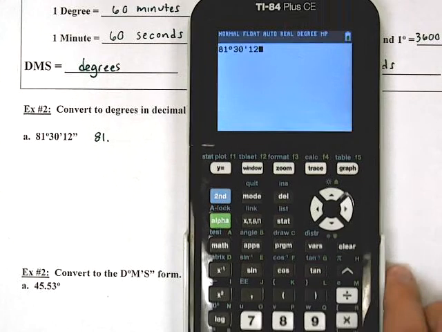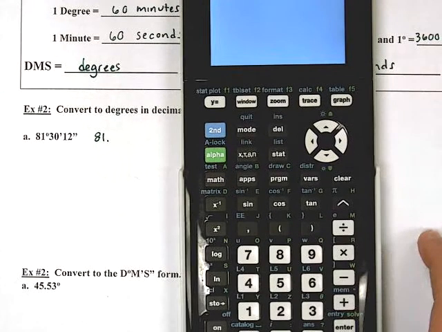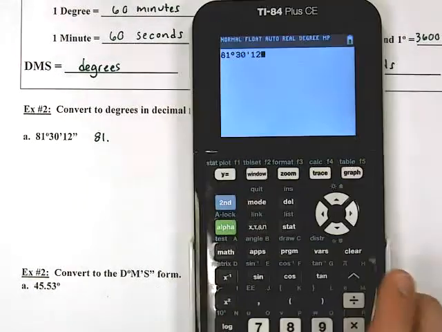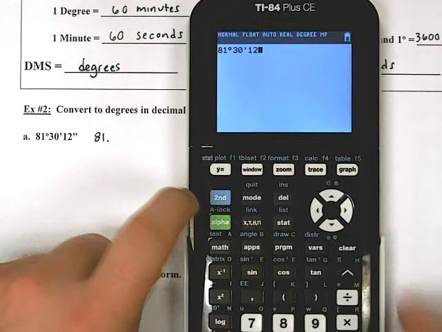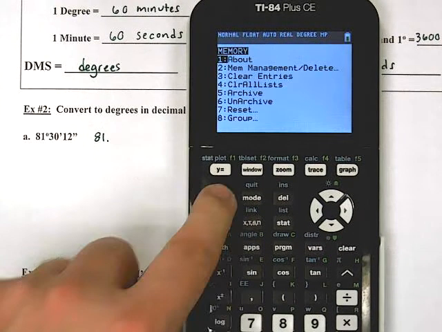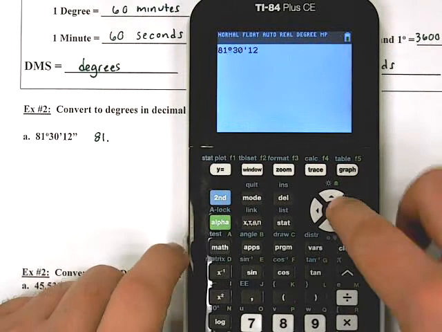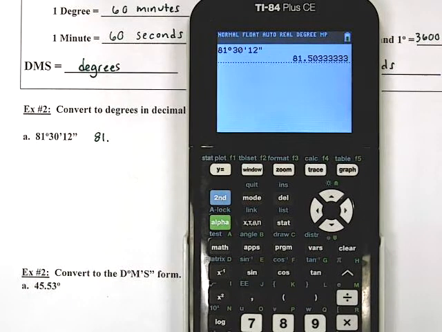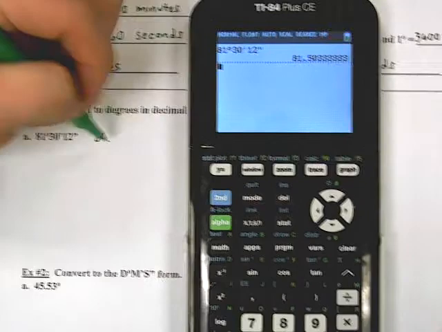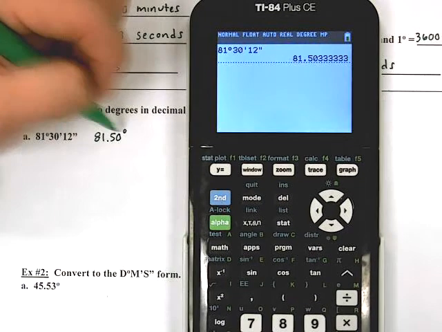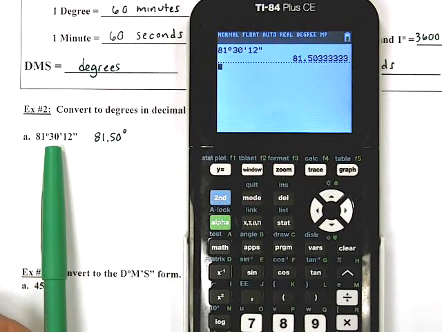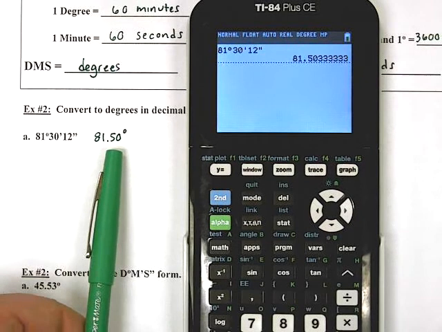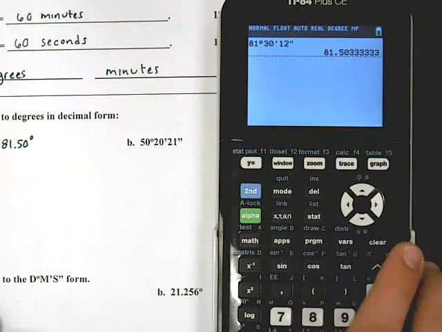If we slide up a little bit, it should be right here. Do we see that quotation symbol? To get the second symbol, you need to hit alpha, not second, alpha, and then the plus sign. Now when you hit enter, it gives it to you in just degree form. Hopefully this makes sense: 30 minutes is half. If there are 60 minutes in 1 degree and there's 30 minutes here, then it should be right about half. Perfect.